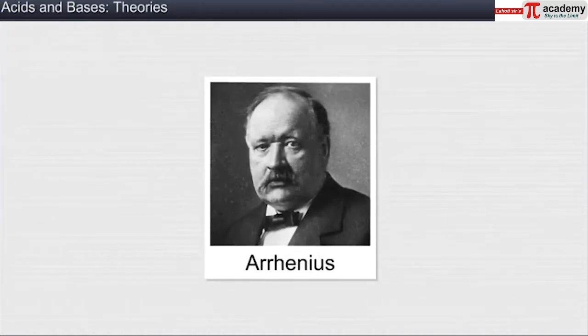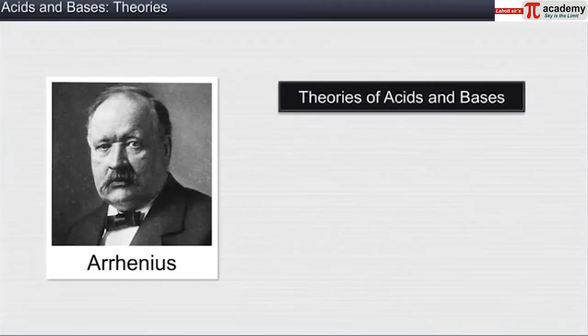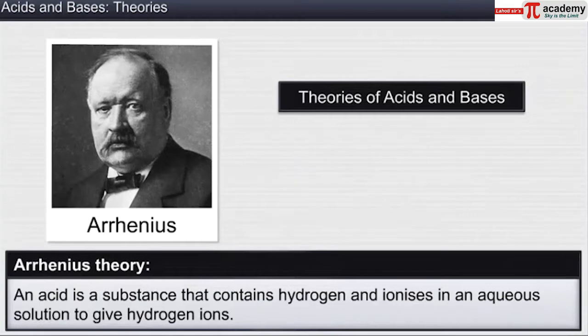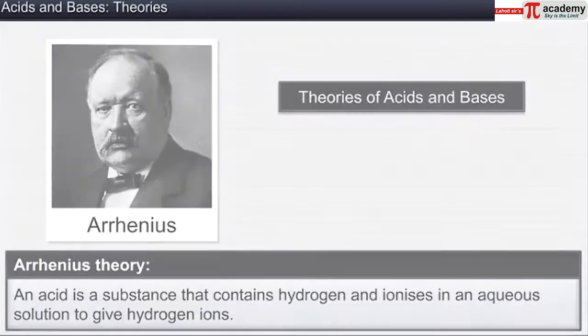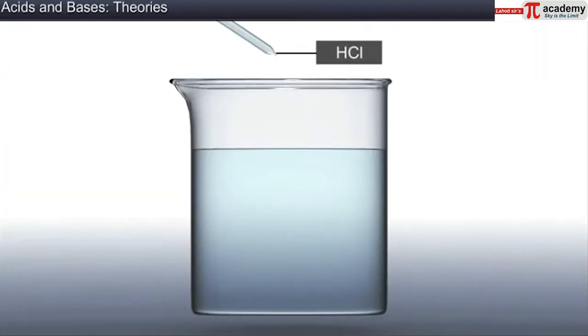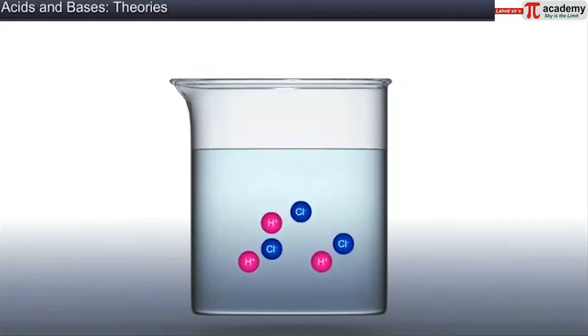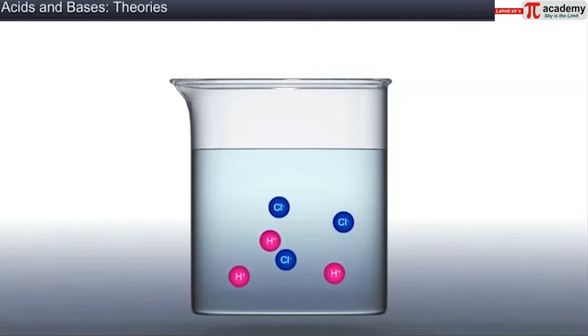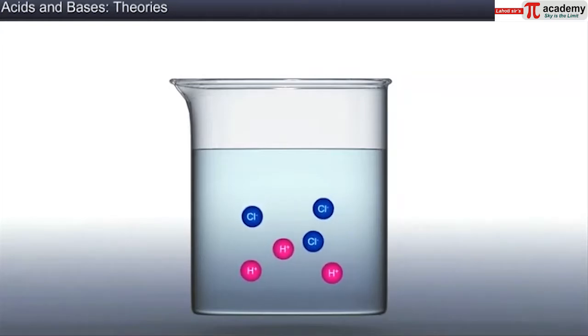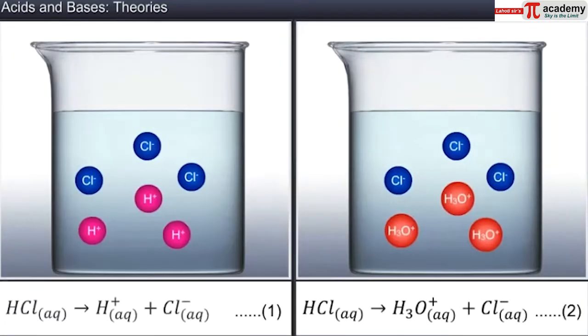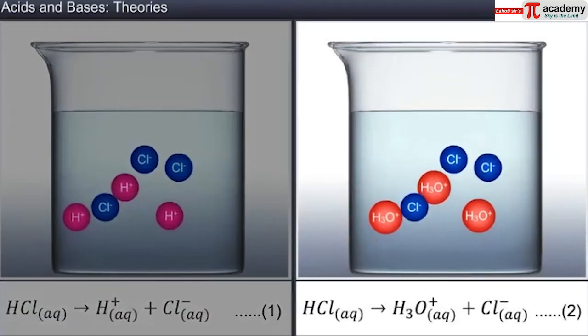Arrhenius gave the first real classification of the chemical nature of acids and bases, which is popularly known as Arrhenius theory. According to his theory, an acid is a substance that contains hydrogen and ionizes in an aqueous solution to give hydrogen ions. For example, HCl contains hydrogen and ionizes in water to H+ and Cl- ions. The ionization of hydrochloric acid in an aqueous solution can be represented in the form of equation 1 or equation 2 as shown.